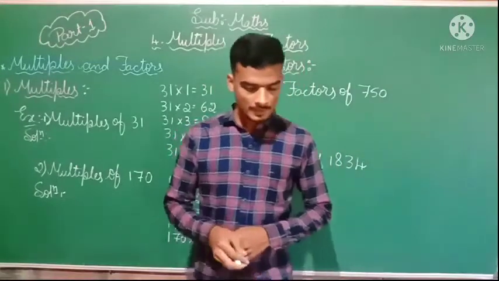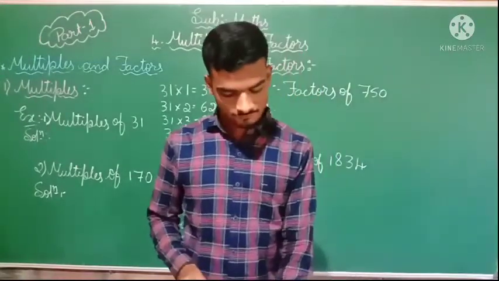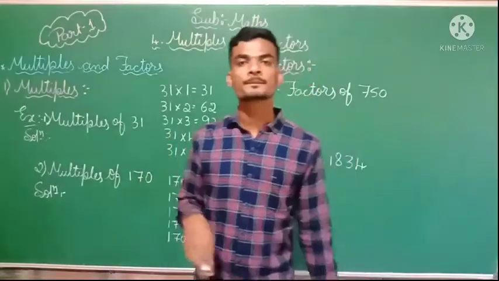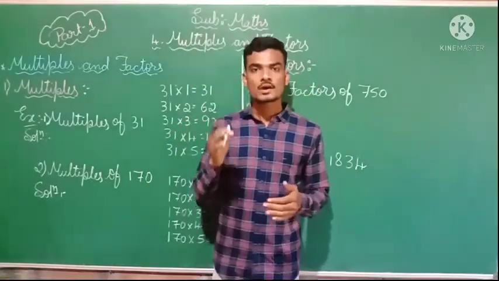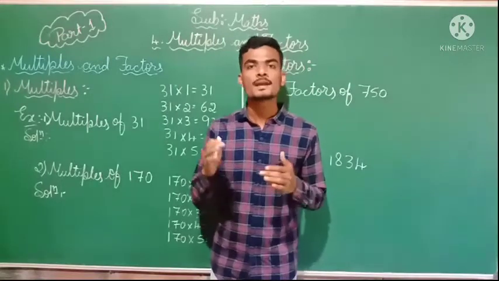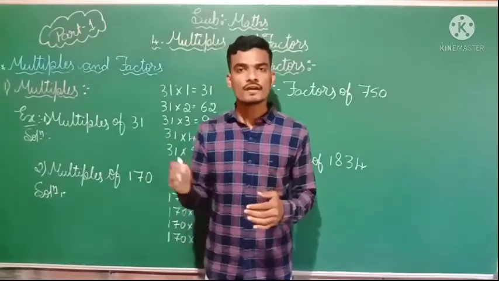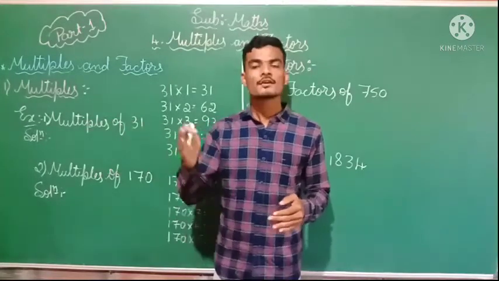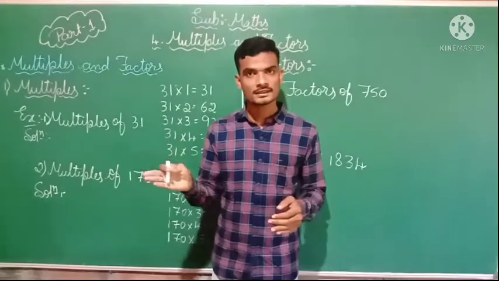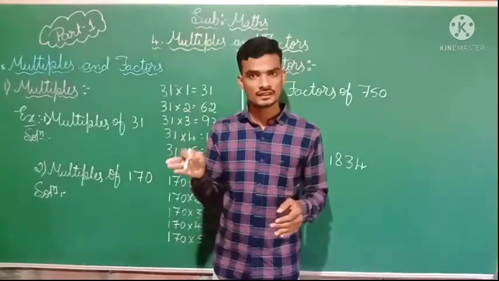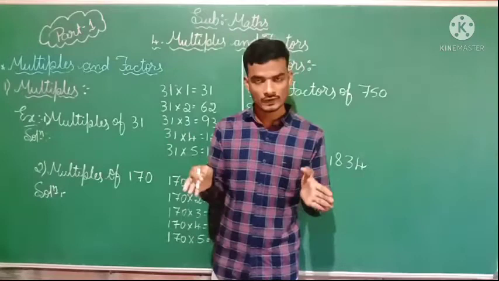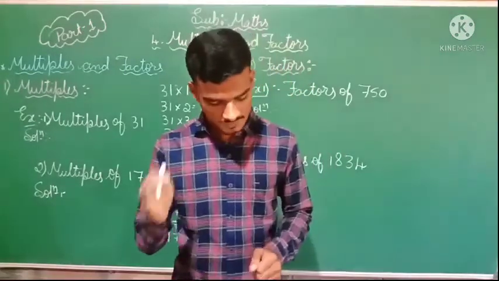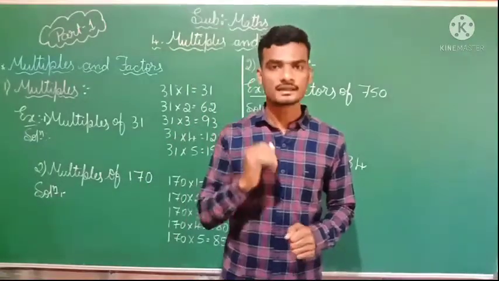Multiples are the products we get when we multiply a number by 1, 2, 3, 4 and so on. 5 ones are 5, 5 twos are 10, 5 threes are 15. Those are the products of the 5 table. In that way, we have to see the products of the multiples.